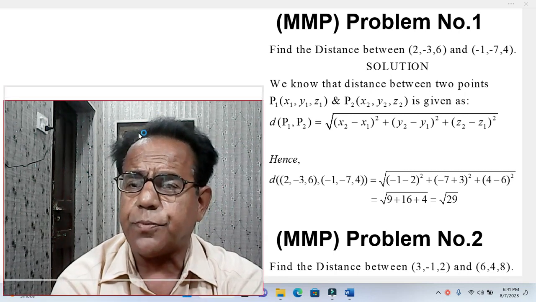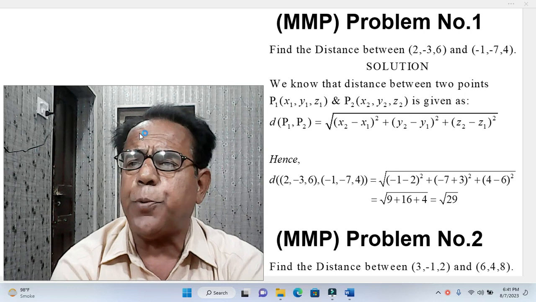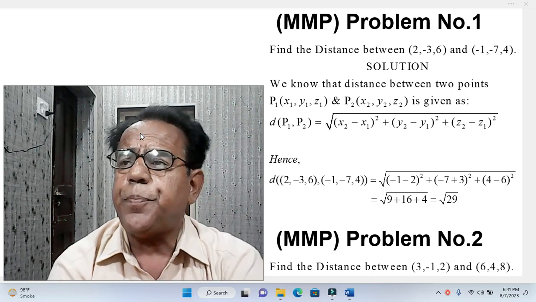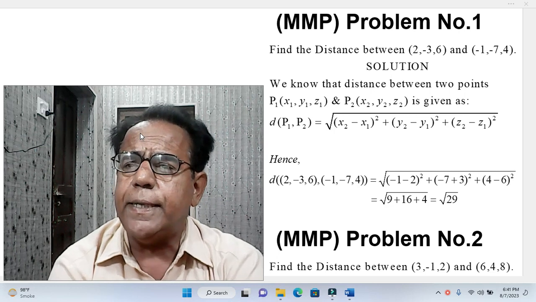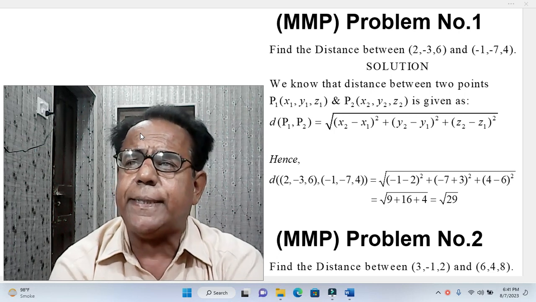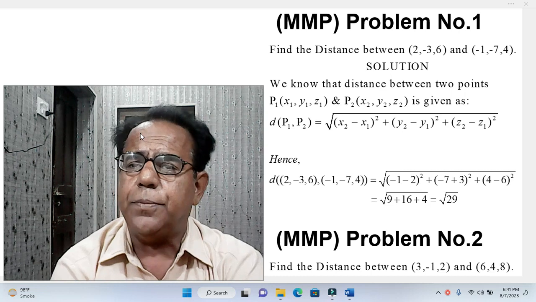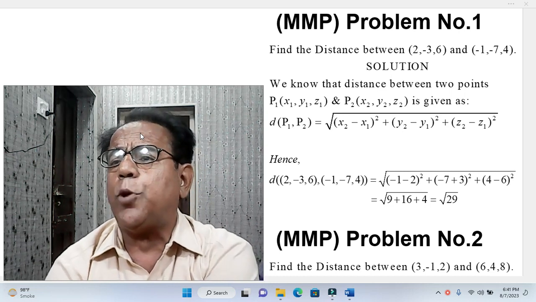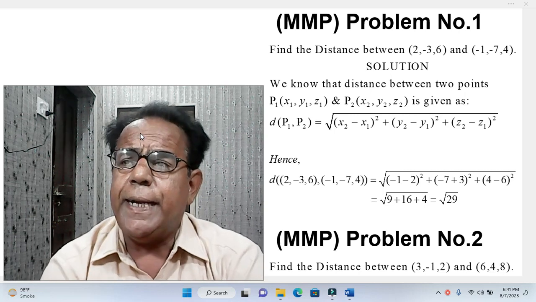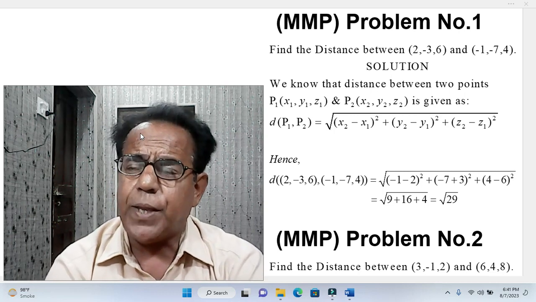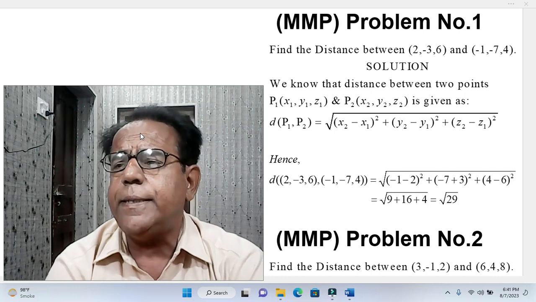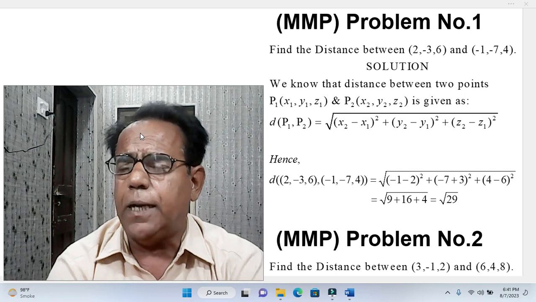All these 4 problems have been selected from the book Advanced Engineering Mathematics by Dennis G. Zill. All these 4 problems relate to vectors and all have been chosen from the book Advanced Engineering Mathematics by Dennis G. Zill.